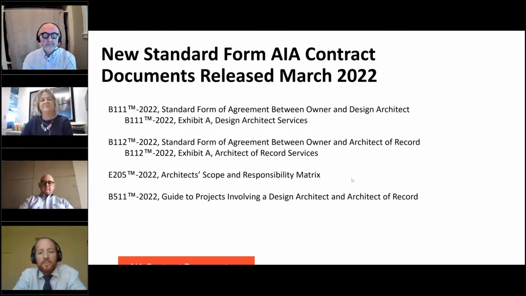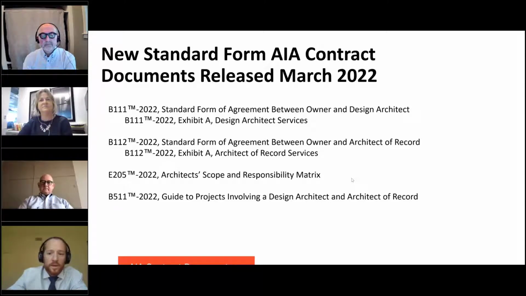So most of the things that we're going to be talking about in this webinar are related to a new set of standard form documents that are published by the AIA Contract Documents program. These documents, all the ones that you're seeing on your screen right now, were published in the spring of this year. You can see the full names here that I'm not going to repeat, but they include a new owner design architect agreement, that's our B111, an owner architect of record agreement, that's a B112, and a few exhibits that can be attached to those agreements. And we'll certainly be talking about how these exhibits can be arranged and when they are appropriate to use in what scenarios during this webinar.